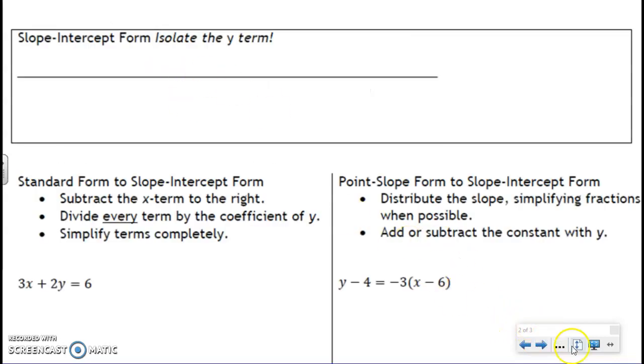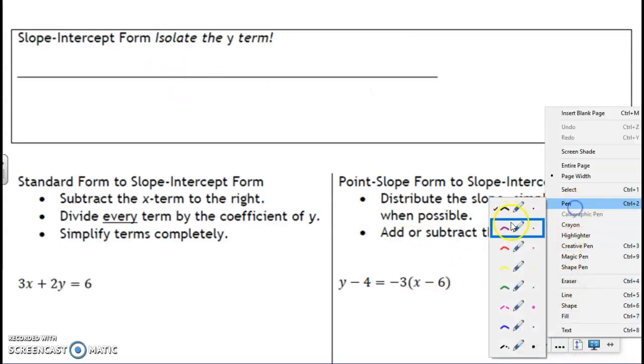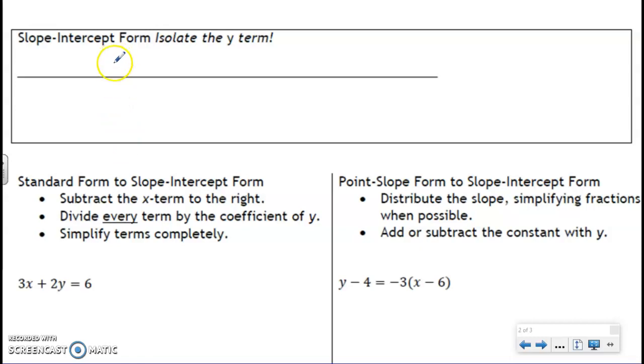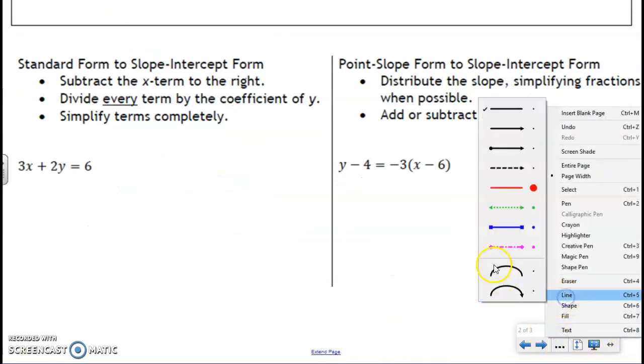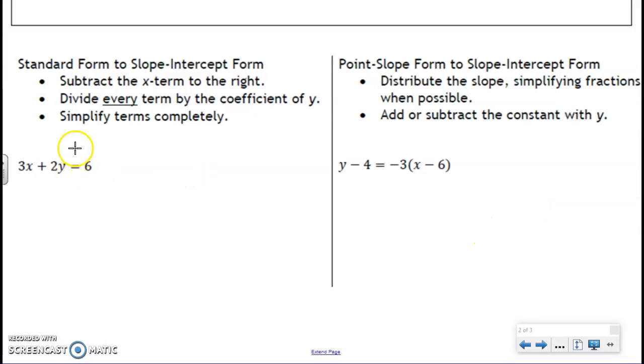Okay, so just to review, slope-intercept form is the form y equals mx plus b. So notice in this form, the y is by itself, which means it's isolated. So we're going to go ahead and do this for two different forms. The first one is converting standard form to slope-intercept form. And the second one is converting point-slope form to slope-intercept form.